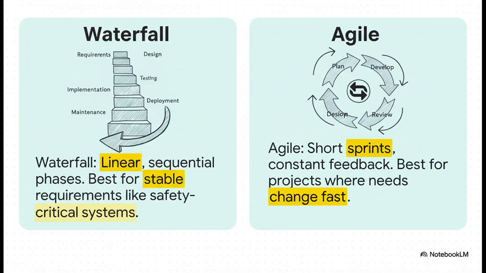Then you have agile. This is the complete opposite. It's all about flexibility. You work in these short bursts called sprints. You build a basic version fast, get feedback, and adapt. It's absolutely perfect for projects where you know things are going to change on the fly.